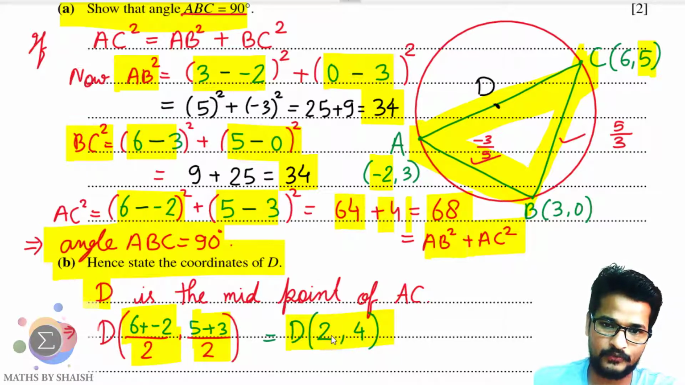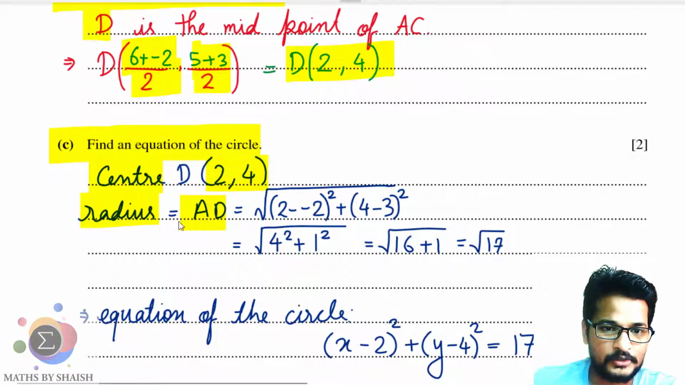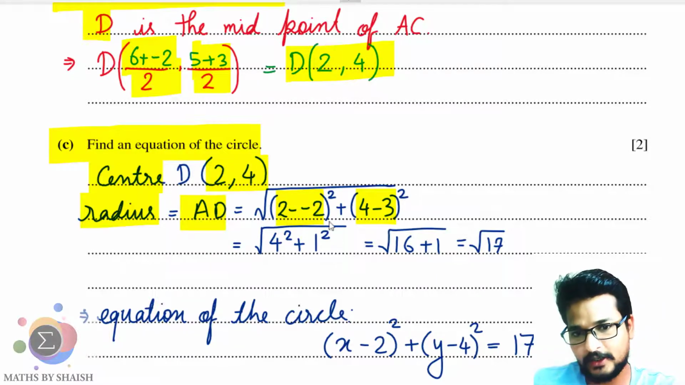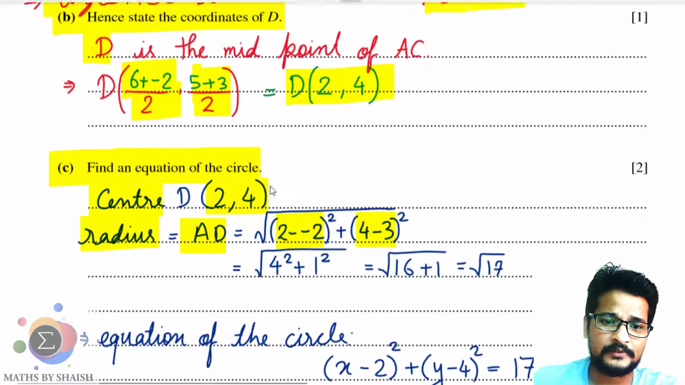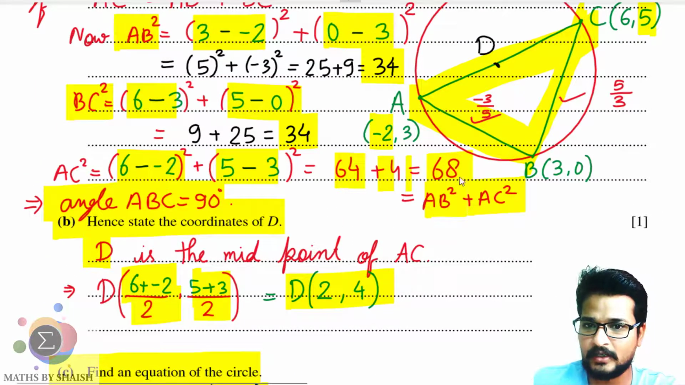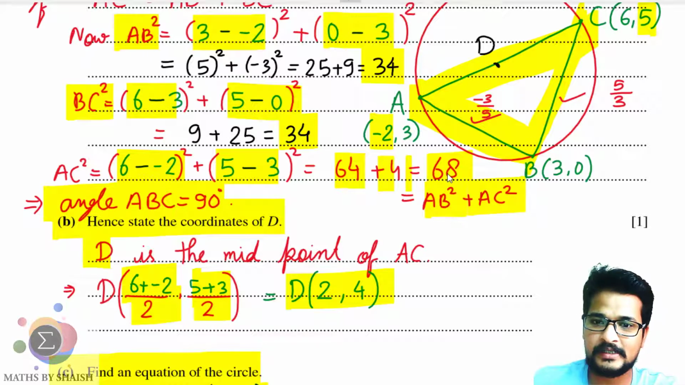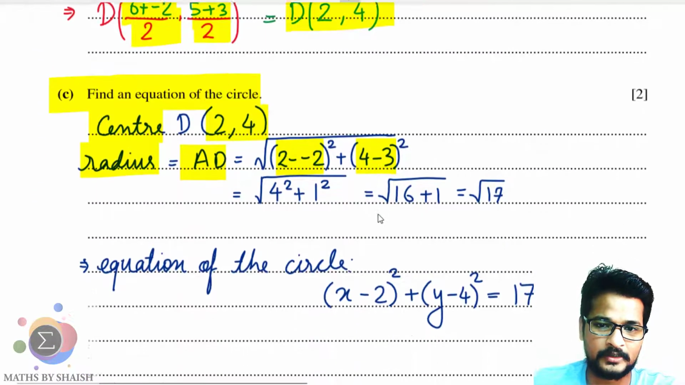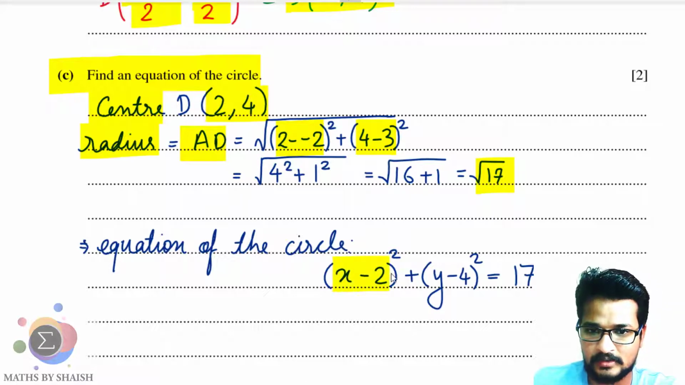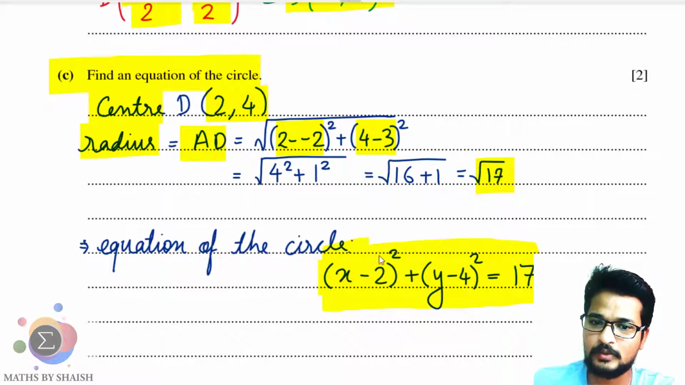AD, we have D as (2, 4). So radius squared AD is (2 - (-2)) squared plus (4 - 3) squared. Or otherwise, as we have AC squared here, we can take AC and half of it. That's also fine. That would be the radius. But it is root 17 anyway, and the equation of a circle is (x - h) squared plus (y - k) squared equals radius squared. So it is (x - 2) squared plus (y - 4) squared = 17.